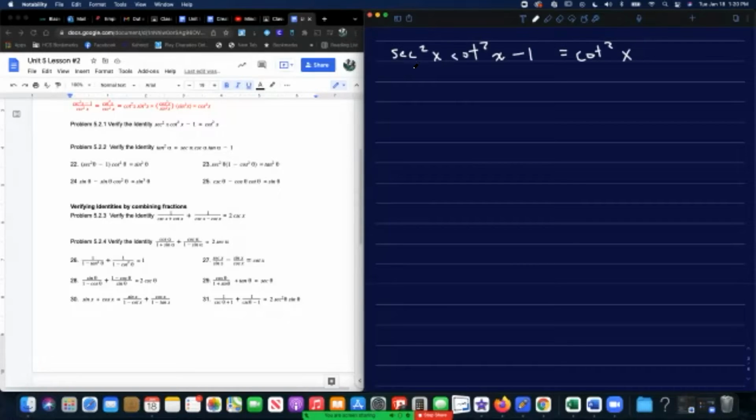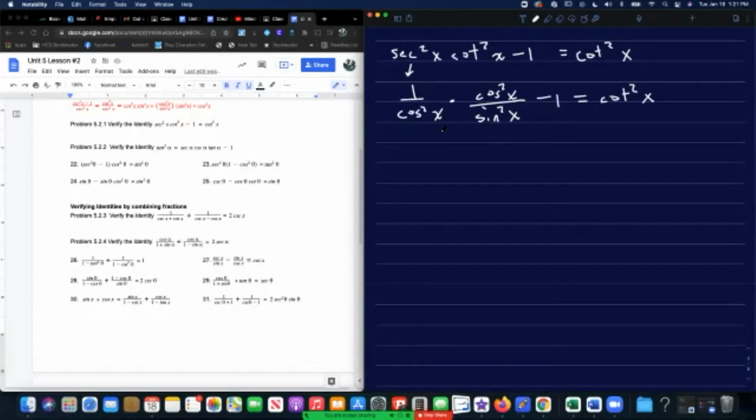The first thing I'm going to do is turn everything in terms of sine and cosine. Might make things easier for me. So this ends up being, let's see, 1 over cosine squared x, not theta, times cosine squared x over sine squared x minus 1 is equal to cotangent squared x. All right.